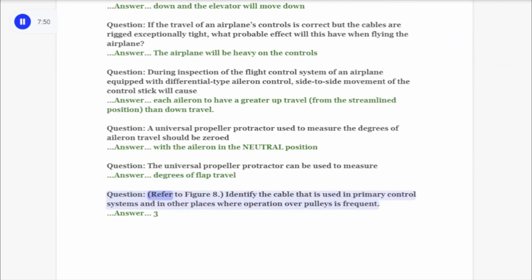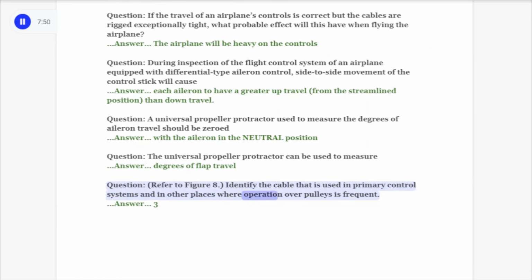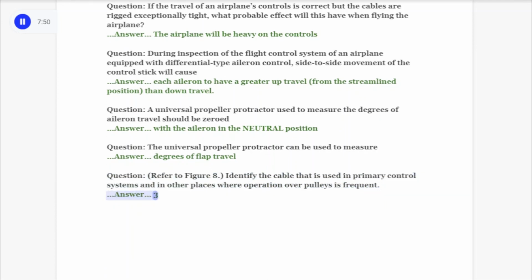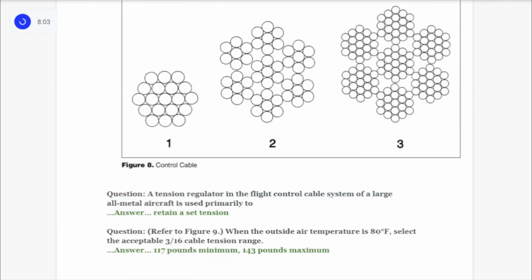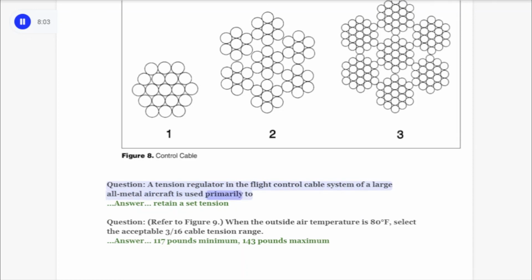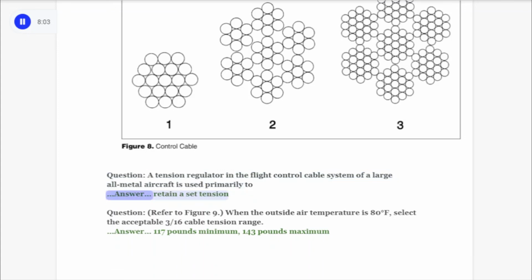Question: refer to Figure 8. Identify the cable that is used in primary control systems and in other places where operation over pulleys is frequent. Answer: 3. Question: a tension regulator in the flight control cable system of a large all-metal aircraft is used primarily to. Answer: retain a set tension.